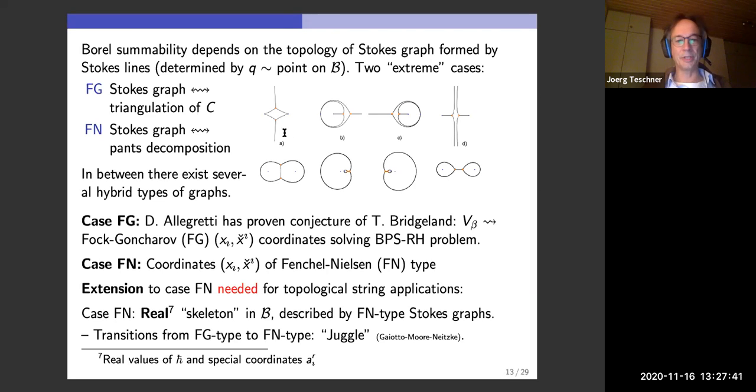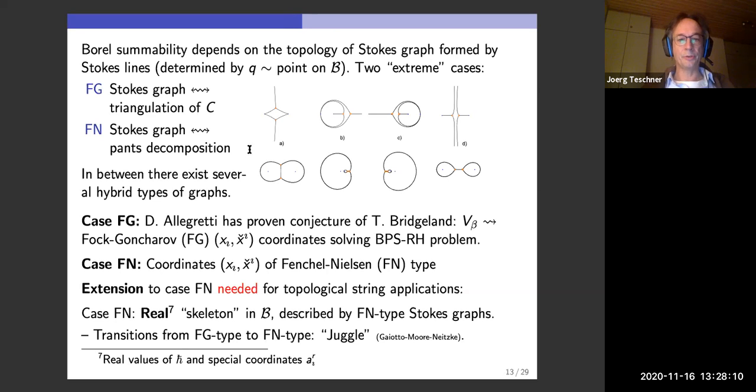The reason being that, well, in this case, we can define a triangulation of the surface from the Stokes graph, and there are associated coordinates to it in the end of the day of Fock-Goncharov type, whereas here they are of a closely related but slightly different type, which we call Fenchel-Nielsen type coordinates, indicating some relation to the classical Fenchel-Nielsen coordinates for Teichmüller spaces.